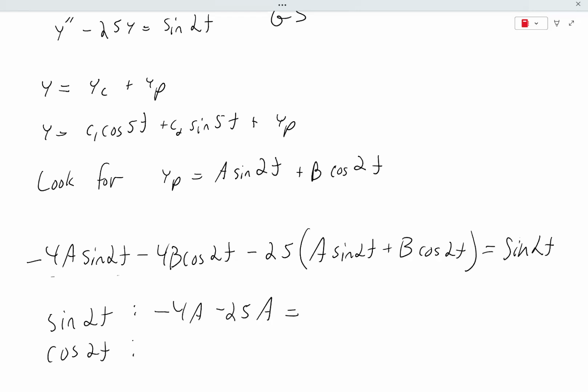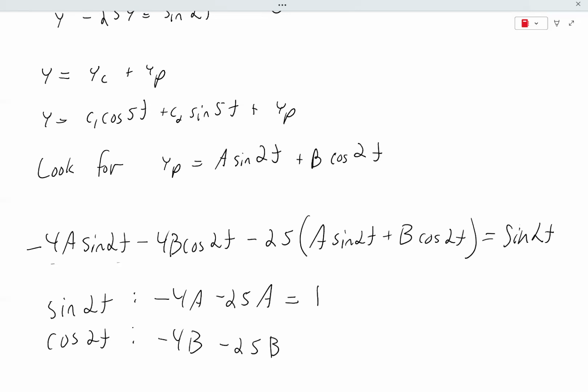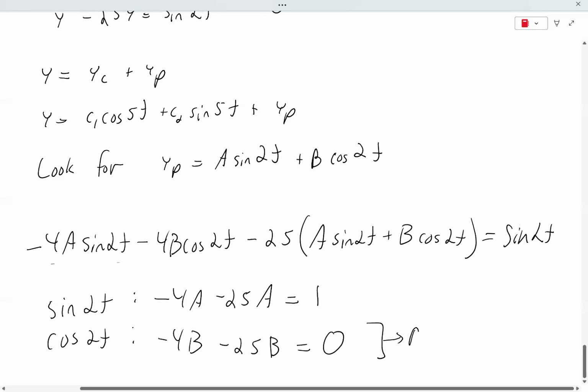And then on the right, what would that be? Well, 1. You're way ahead of me. That's all. So minus 1. Then down here we've got negative 4b and that'd be minus 25b equals 0. 0 there, right? So we get the b pretty quickly. The b is going to be 0, right? Because we get negative 29b equals 0. So that's got to be b equals 0 there.